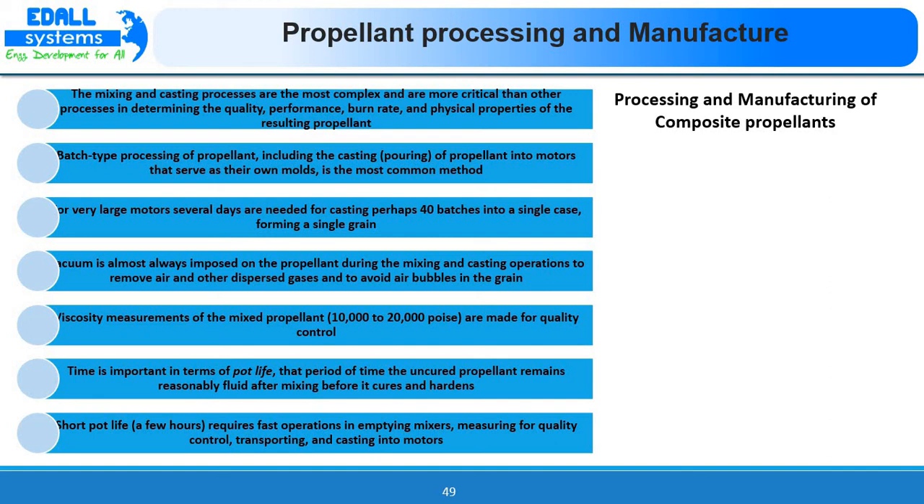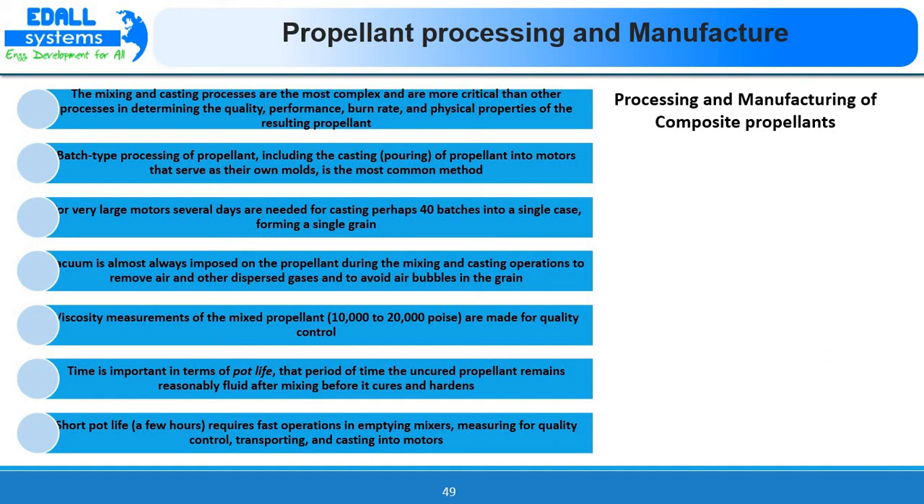For very large motors, several days are needed for casting perhaps 40 batches into a single case, forming a single grain. Vacuum is always imposed on the propellant during the mixing and casting operations to remove air and other dispersed gases and to avoid air bubbles in the grain. Viscosity measurements of mixed propellants are made for quality control. Time is important in terms of pot life, that period of time the uncured propellant remains reasonably fluid after mixing before it cures and hardens.